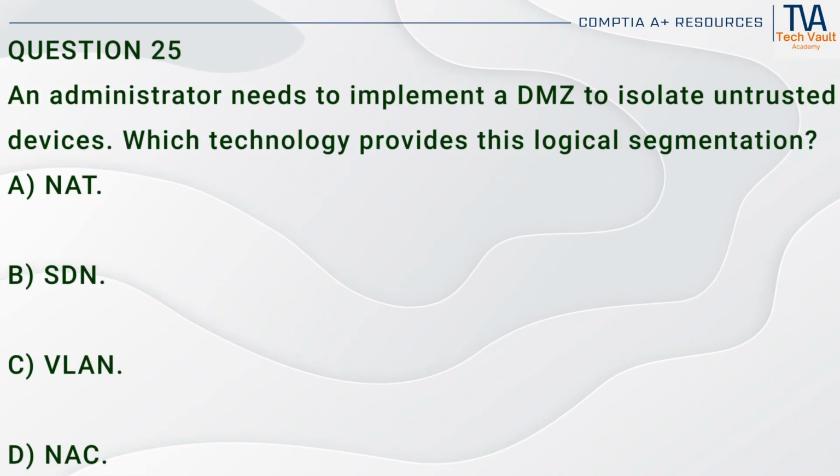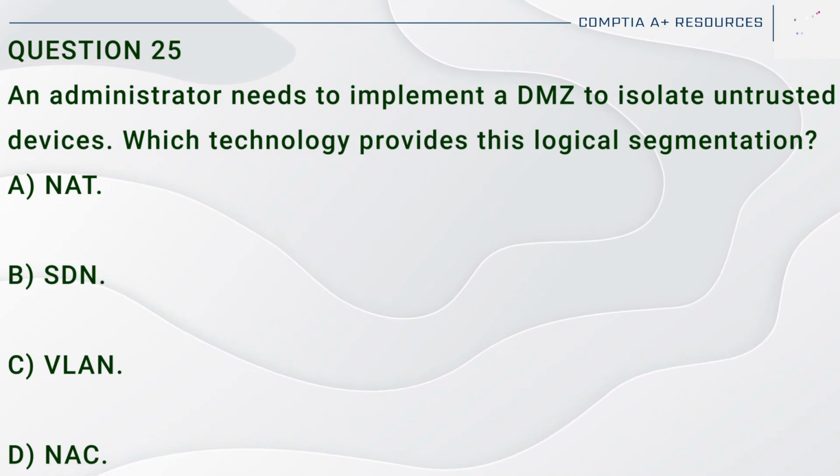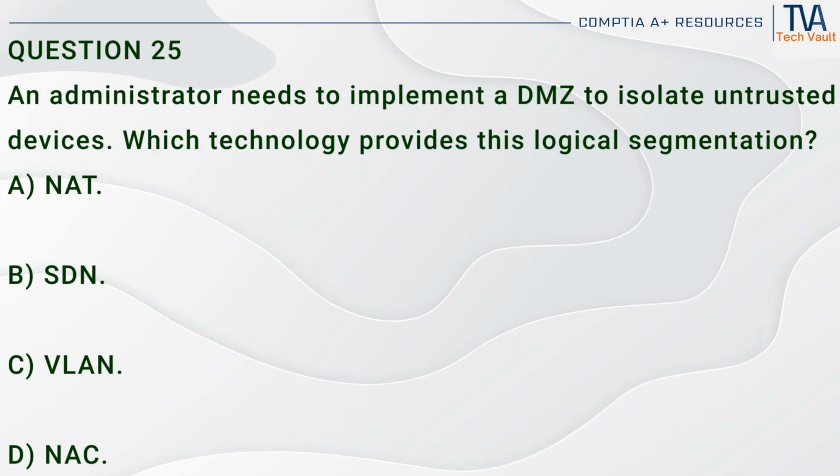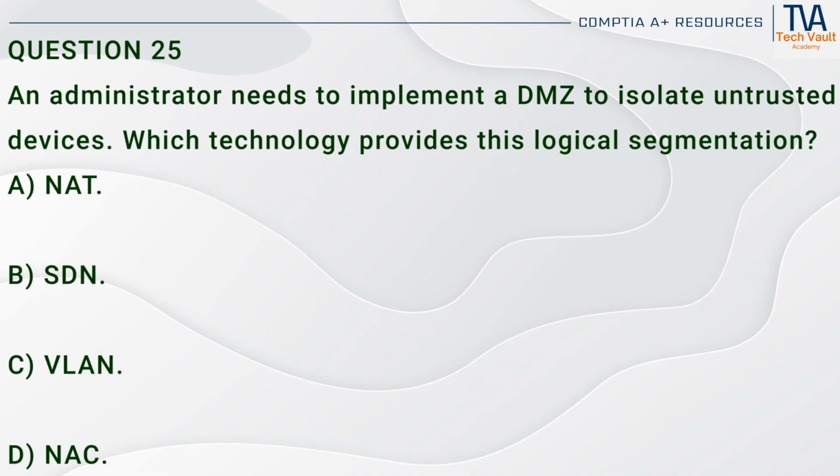Question 25. An administrator needs to implement a DMZ to isolate untrusted devices. Which technology provides this logical segmentation? A. NAT, B. SDN, C. VLAN, D. NAC.